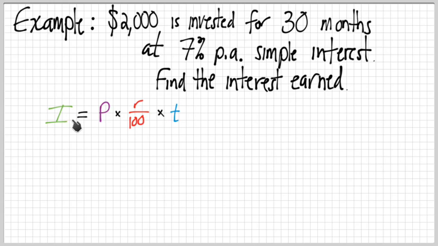So here's our formula. Now we don't know the interest yet, right? That's what we need to find, so we're not going to put any numbers in for that. We're just going to put I. But for the rest of these letters, we're going to plug in numbers and then just calculate it.